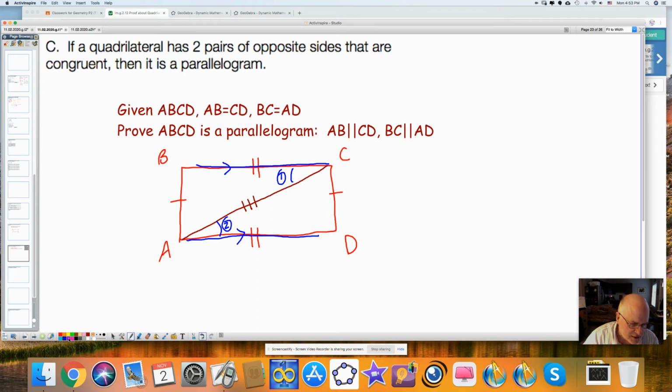I will use that same argument for angle 3 and angle 4. These are congruent because corresponding parts of congruent triangles are congruent. Since they are congruent, and they are alternate interior angles to these two lines, notice I'm not talking about this angle. We're talking about this one and this one. That means that these two sides must be parallel. Both pairs of opposite sides are parallel. Therefore, this is a parallelogram.